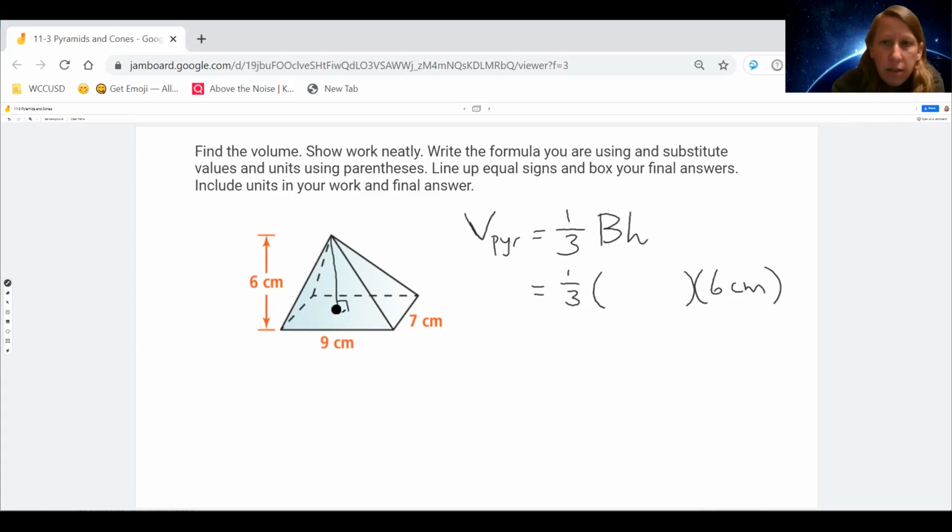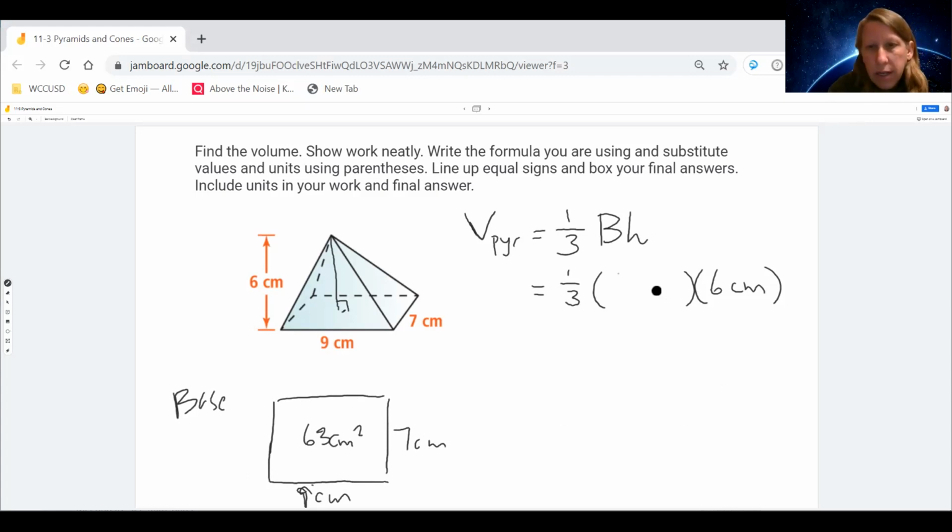And then the base area, maybe I'll do it here. Okay, the base is a rectangle. And it's a rectangle that is 9 centimeters by 7 centimeters. So if I want to find the area of the base, I want to know how many squares would fit in here. And that's just going to be 9 times 7, which is 63. I'm going to put that up here. I kind of showed my work by drawing the picture. So we have 63 centimeters squared times 6 centimeters times 1/3.